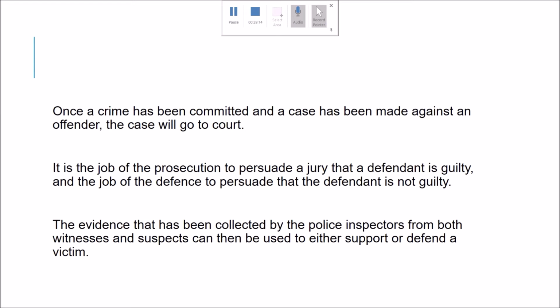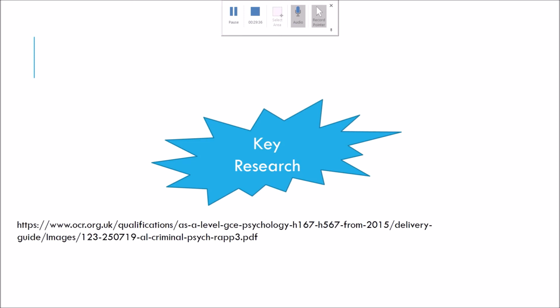The evidence that's being collected by police inspectors, from both witnesses and suspects through either of these interviews or interrogation techniques, can then be used to either support or defend the victims. So essentially, the idea is that it's important that we get that information right, basically, and that there's no kind of false confessions in there.